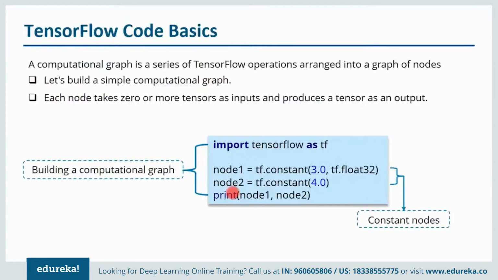So this is basically what a computational graph is. We have built a computational graph, and in this graph each node takes 0 or more tensors as inputs and produces a tensor as an output. One type of node is a constant, which I've told you about earlier as well. These TensorFlow constants take no inputs and output a value which is stored internally. Now I'll actually execute this in my PyCharm, so for that I'll open it.